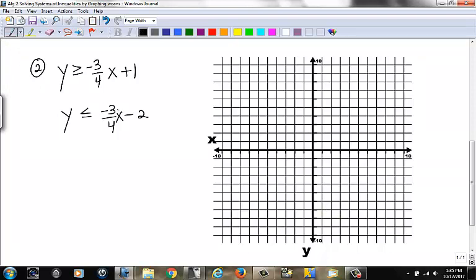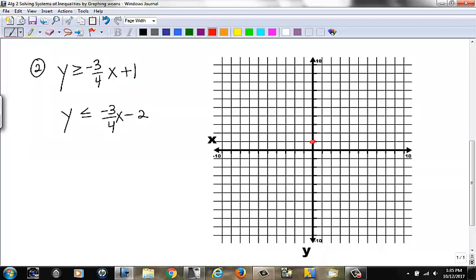minus 2. Now, before you ever start, if those have the same slope and different y-intercepts, they are parallel. So we know we should end up with parallel lines. Okay, so let's look.